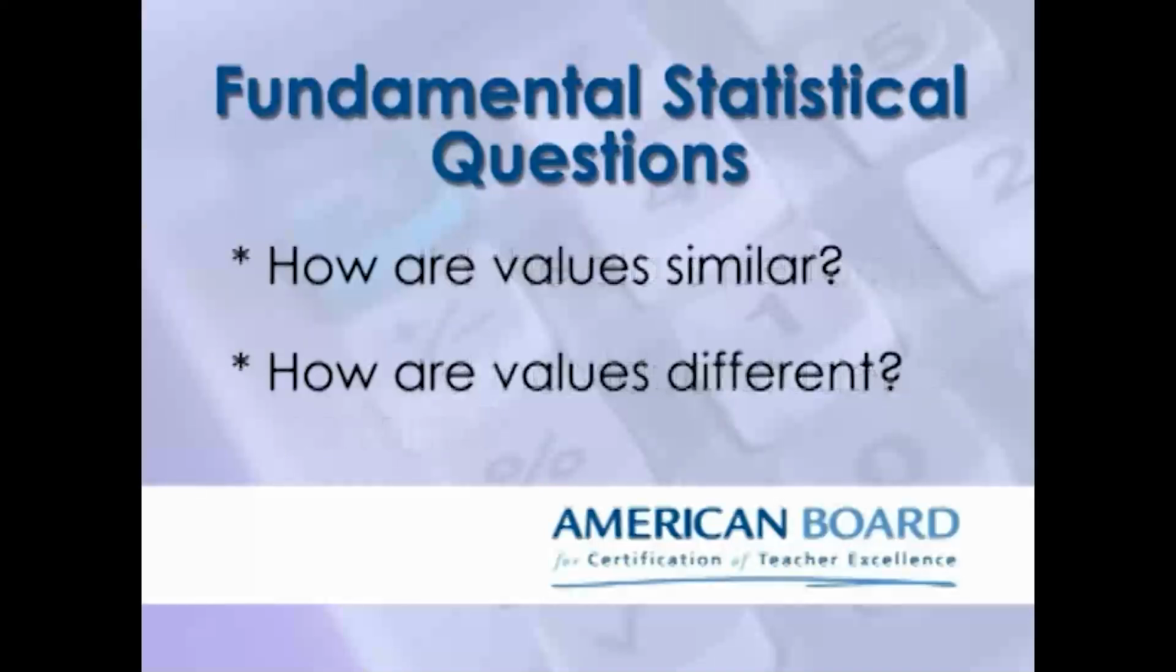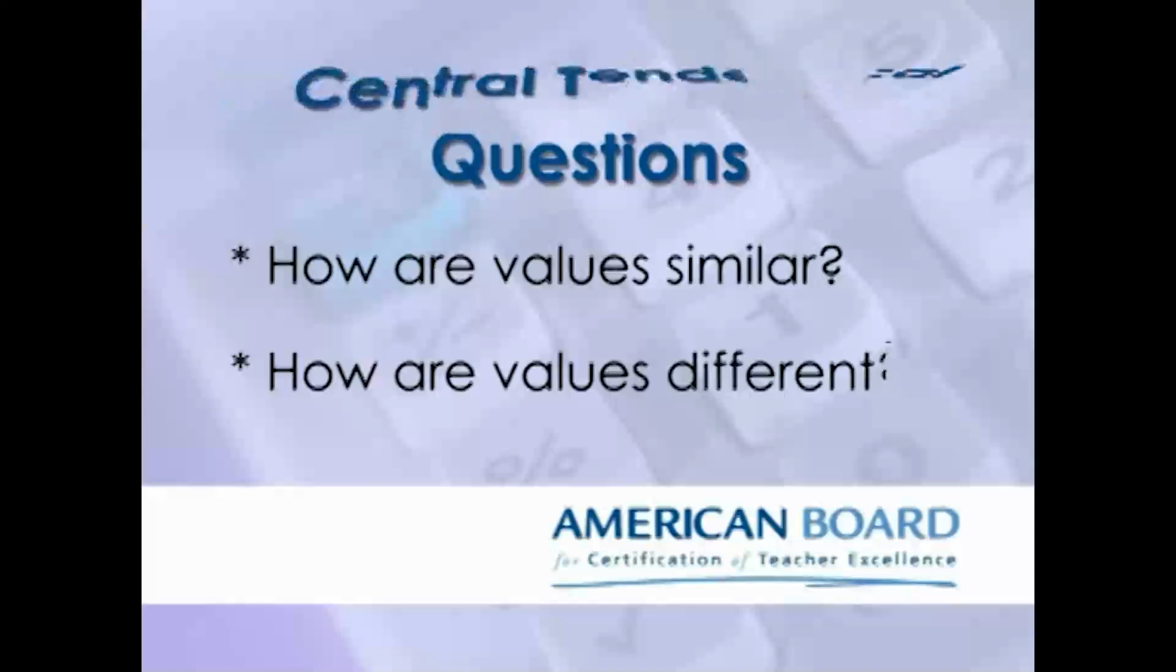First of all, to determine how values are similar, which is also called the central tendency of a data set. And secondarily, how values are different, which is called the variance of the data set. We'll deal with both of them, but let's start with central tendency.